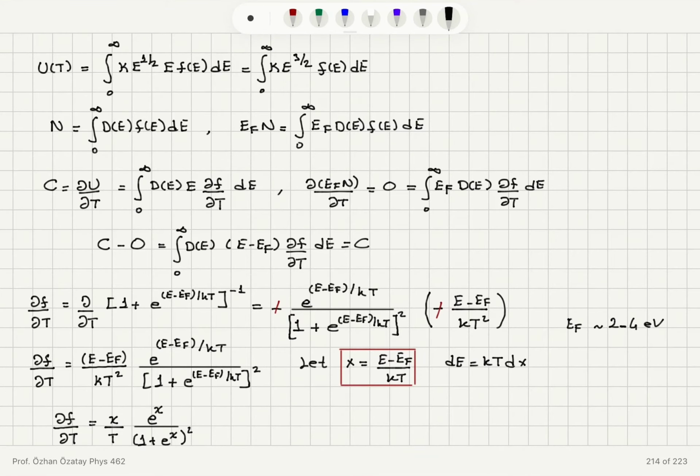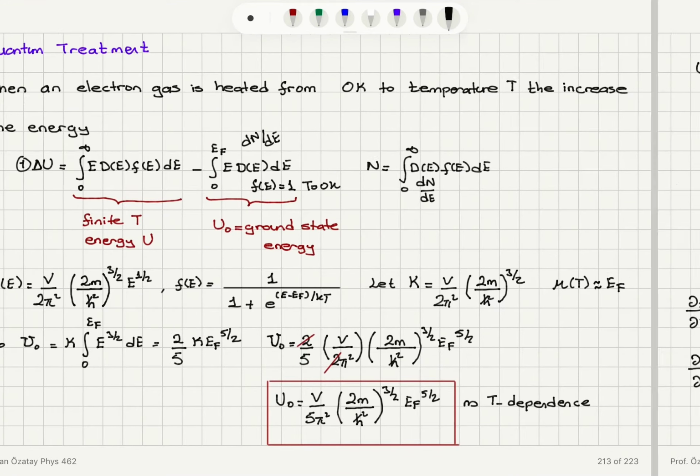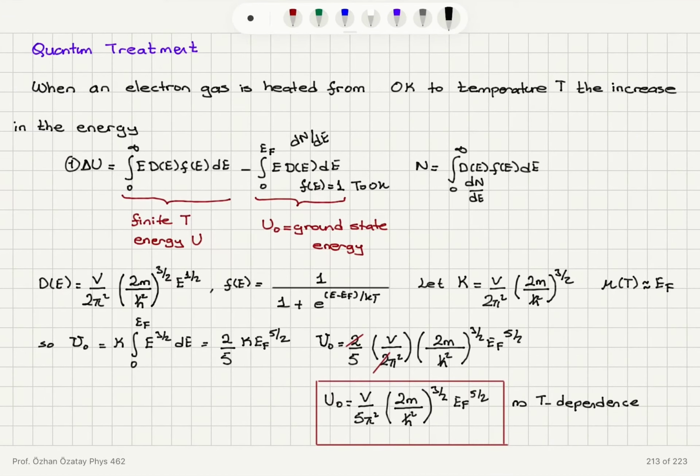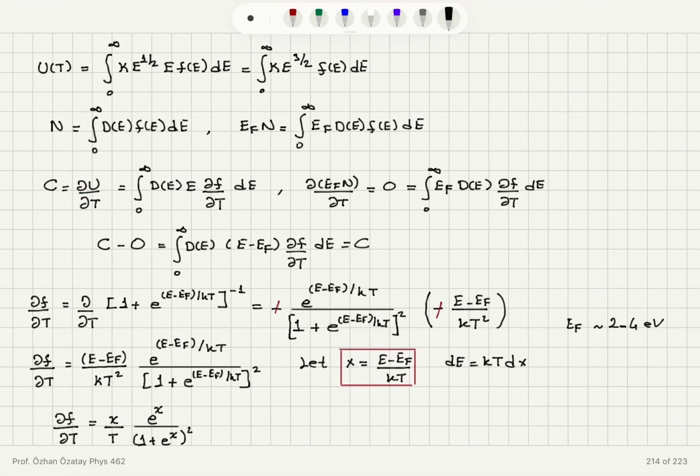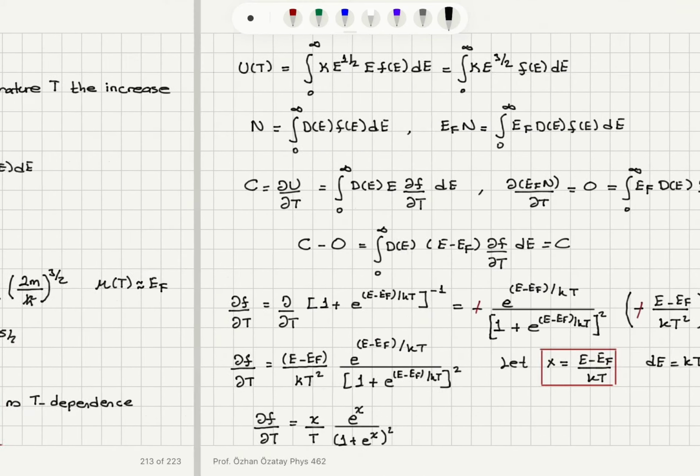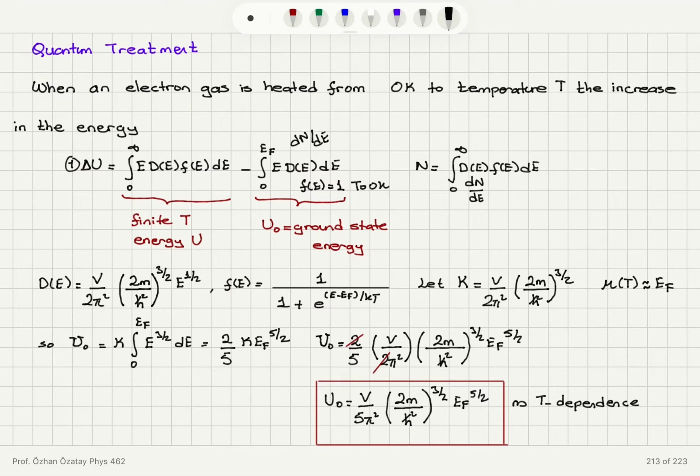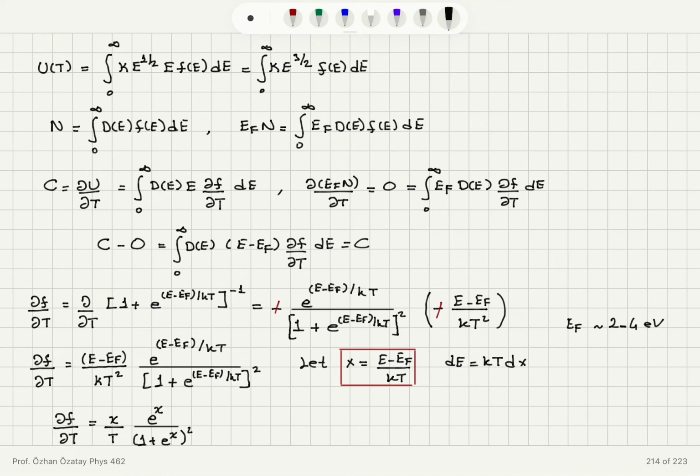Now, for the finite temperature energy of the system, we have the integral from 0 to infinity of E times the density of states times f(E) dE. For the density of states, we substitute K E to the power 1/2, so that gives us K E to the power 3/2 times the Fermi-Dirac distribution function dE, integrated from 0 to infinity. And once again, for n, the total number of electrons, we have the density of states times the Fermi-Dirac distribution function dE, integrated from 0 to infinity.